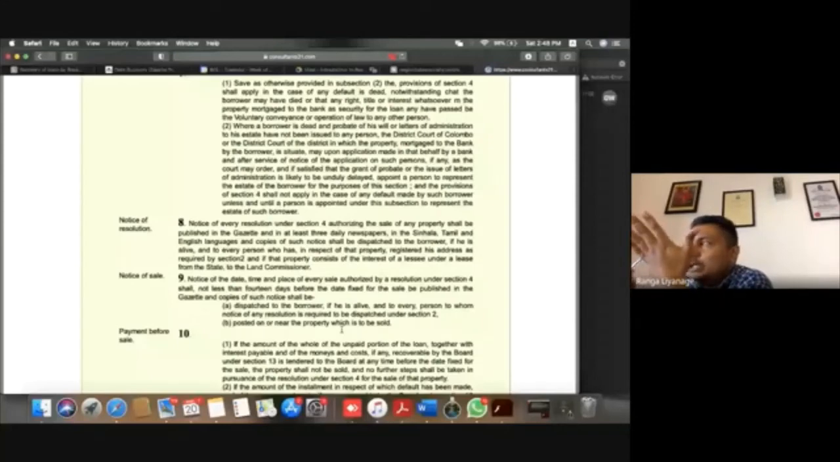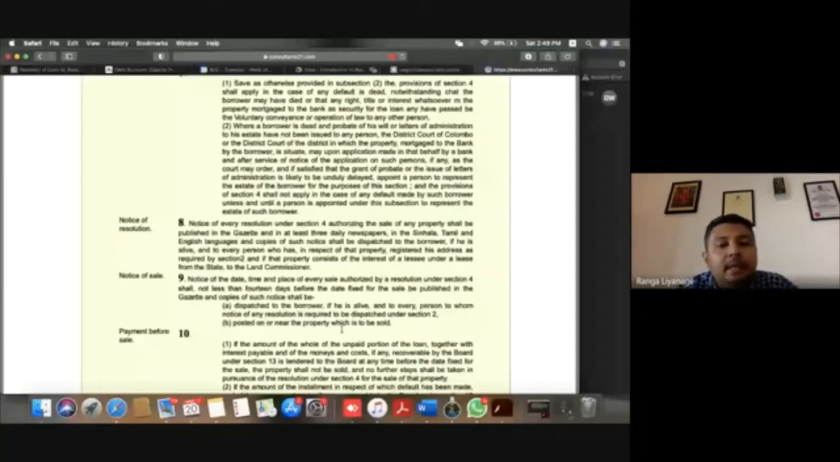That's section 8. Then section 9 says, that is on the fact of the resolution that the bank has decided to sell it by public auction. Then the second notice is given under section 9, that is the date of sale by public auction. That also should be gazetted, in 3 daily newspapers in 3 languages, and notice should be sent to the borrower. Right, sent to the borrower.